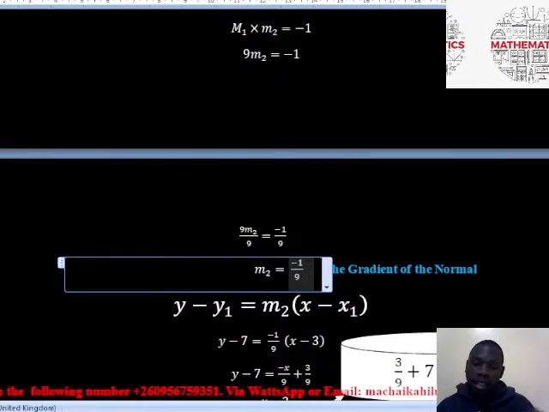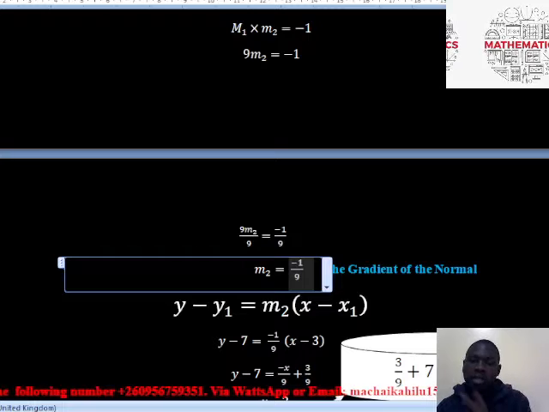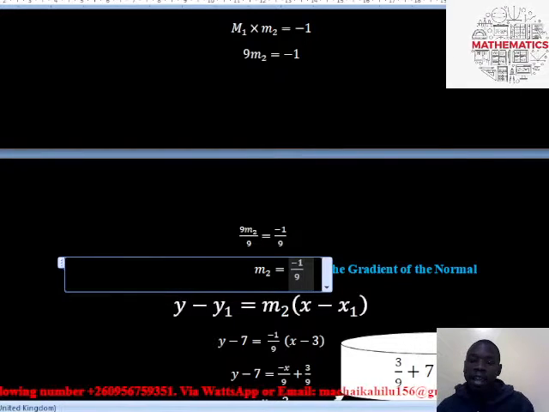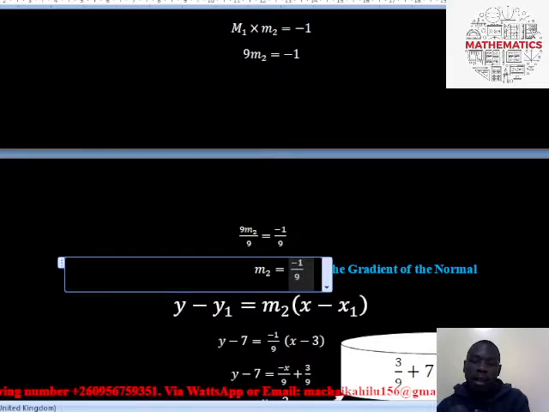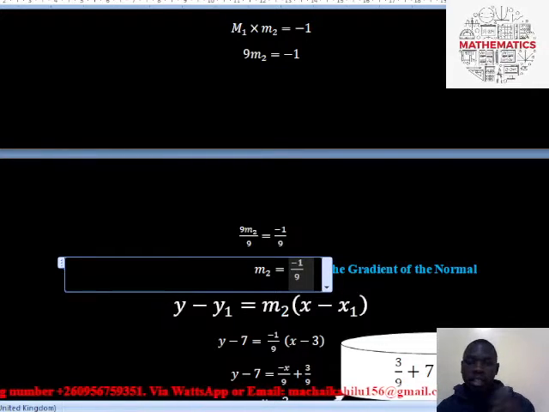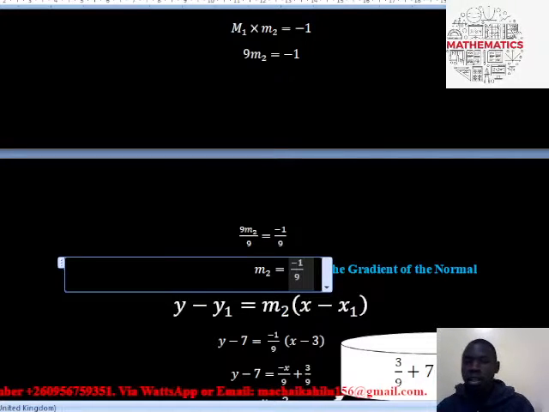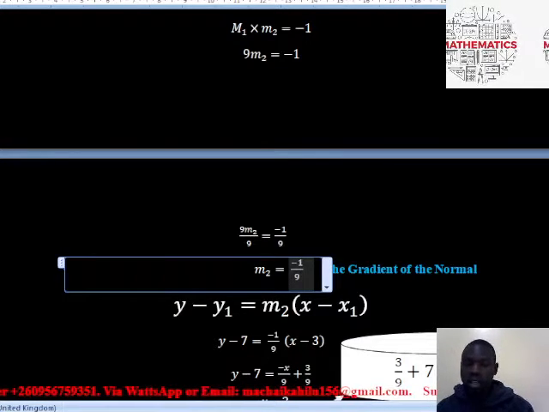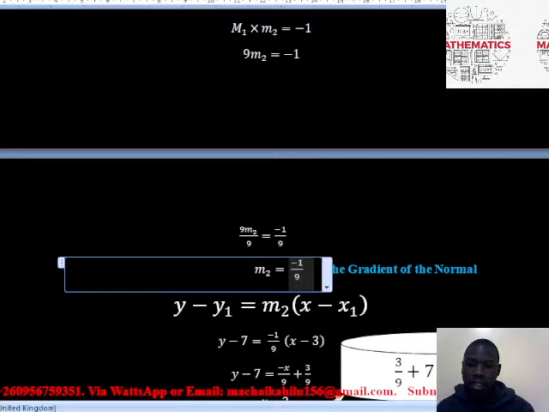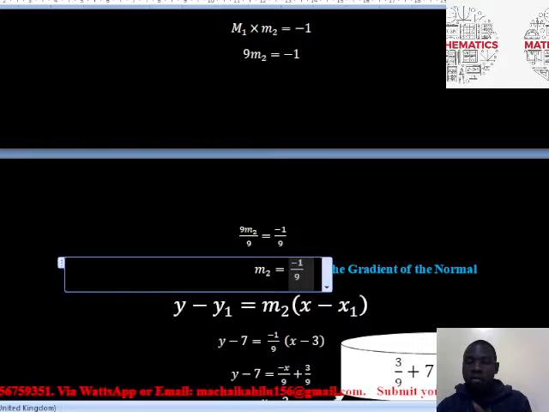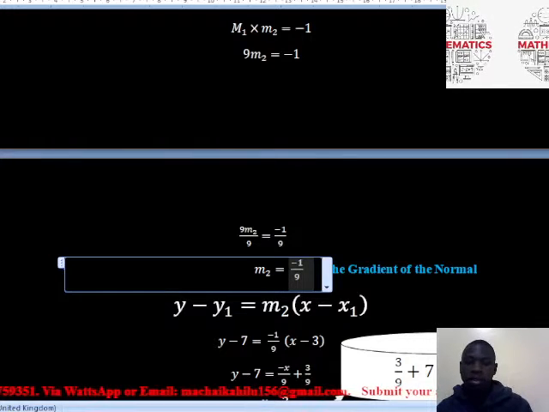So meaning, in our equation, to find the equation of the normal, we are going to use negative 1 over 9 as our gradient of the normal, not just 9. If you use 9, meaning you are going to calculate the equation of the tangent. But in our case, we are going to use negative 1 over 9 to find the equation of the normal.